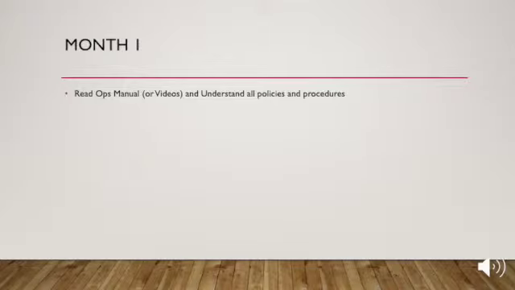So month 1, even before they start, they should read the ops manual or watch any videos and understand all the policies and procedures. Some of these policies and procedures would include supply ordering, which labs are preferred, and how the office runs in general. Your ops manual or operations videos would hopefully show them that, and they'd be able to have a good understanding of how everything works.